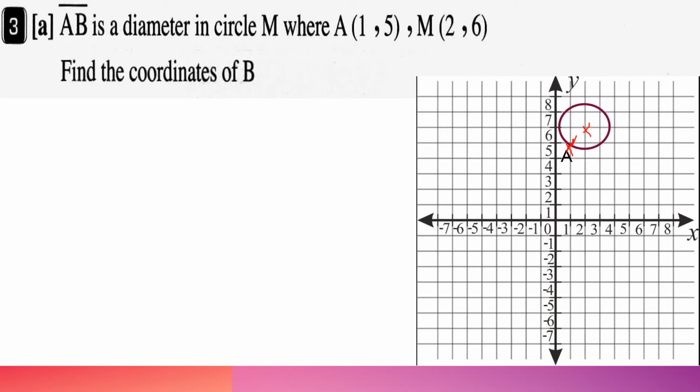Find the coordinates of the point B. Let's match A and M and extend it to cut the circle at the point B. The coordinates of B is (3, 7).